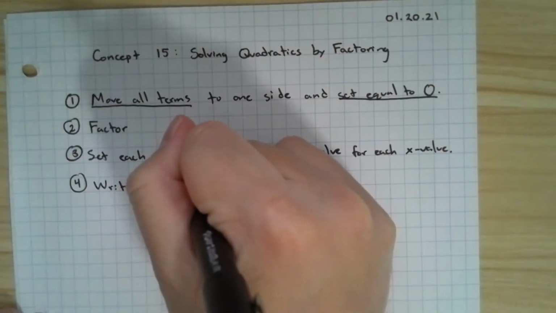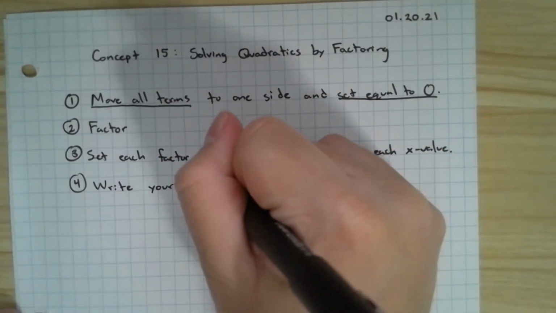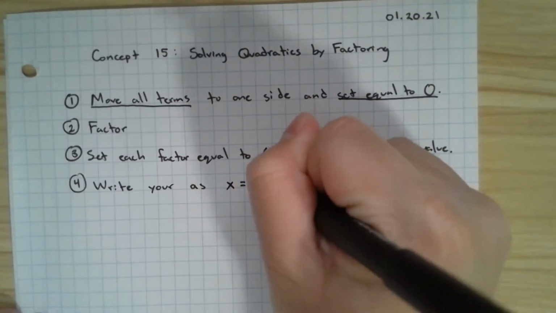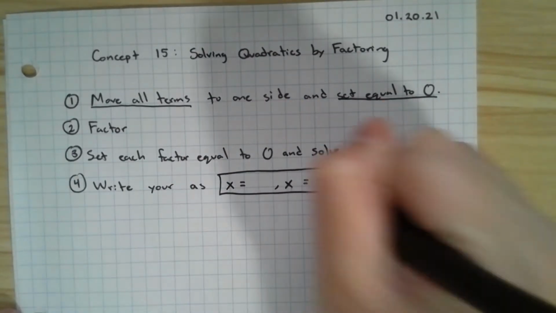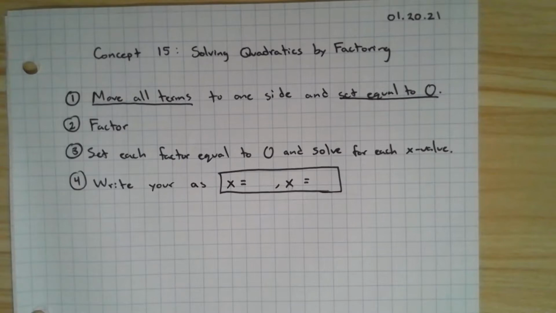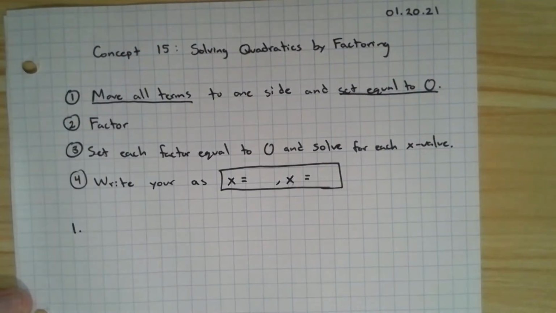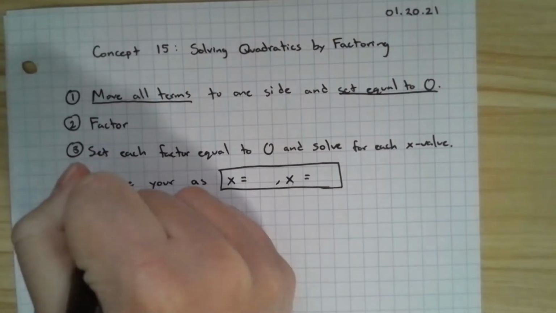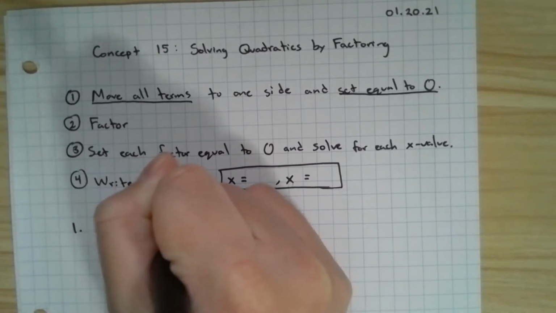And then write your answers as x is equal to something, x is equal to something, like this. So, let's look at the examples then. And this concept is very similar to last week's. Again, we're just being a bit more intentional.